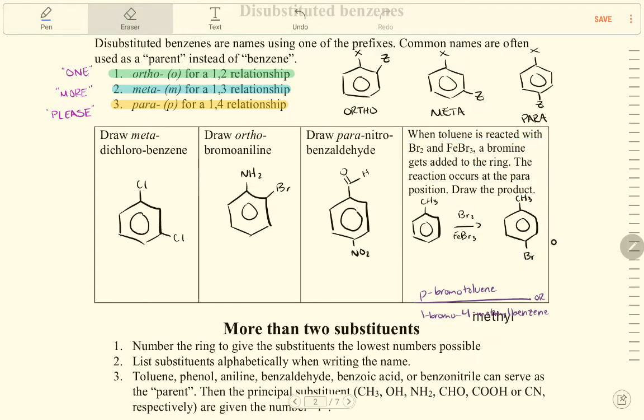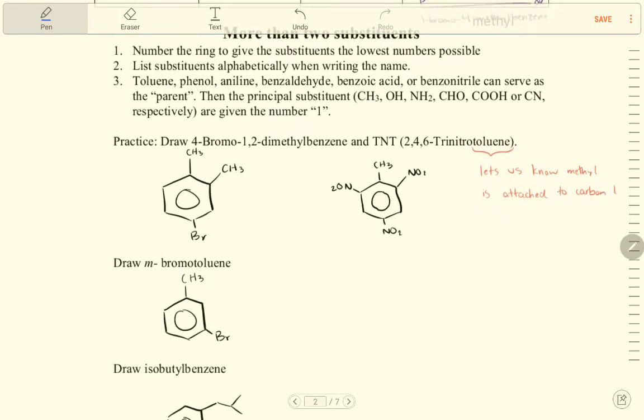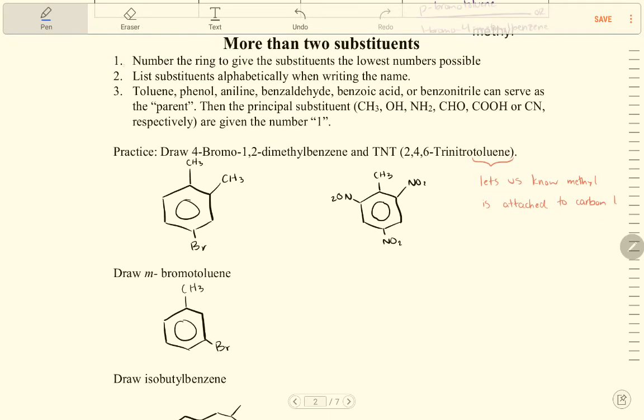Next is more than 2 substituents. There are some rules and we will apply them to some examples. Number the ring to give the substituents the lowest numbers possible. List substituents alphabetically when writing the name. Toluene, phenol, aniline, benzaldehyde, benzoic acid or benzonitrile can serve as a parent. Then the principal substituent, CH3, OH, NH2, CHO, COOH, is given the number 1.